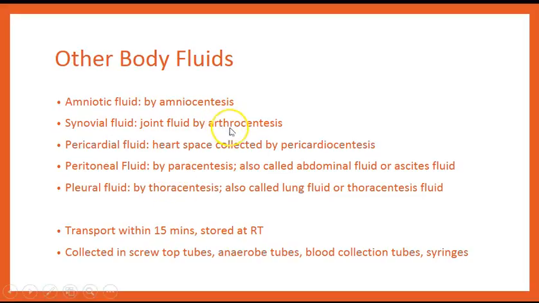So an arthrocentesis will give you joint fluid, and it's also called synovial. Pericardial fluid is also called heart fluid. Peritoneal fluid is in the abdominal cavity, and it has 3 different names: peritoneal fluid, abdominal fluid, or ascites fluid. And also pleural fluid is from the lungs, and it can be called pleural fluid, lung fluid, or thoracentesis fluid.